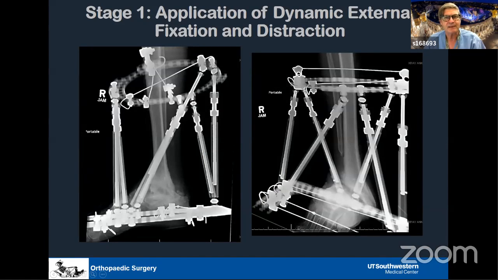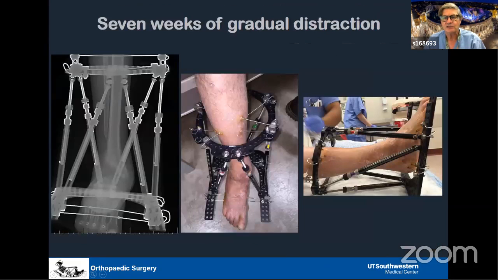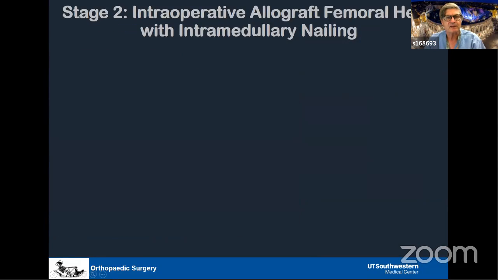We used a dynamic external fixation device, and we slowly distracted this and corrected his deformity and lengthened him. And you can see here that we're getting some length back in just 1 month of distraction. I didn't make any incisions when I did this. And again, this is just looking at it bigger. And now we can see after 6 weeks of distraction, we have his ankle and foot lined up quite well. It's plantigrade again. And we have space.